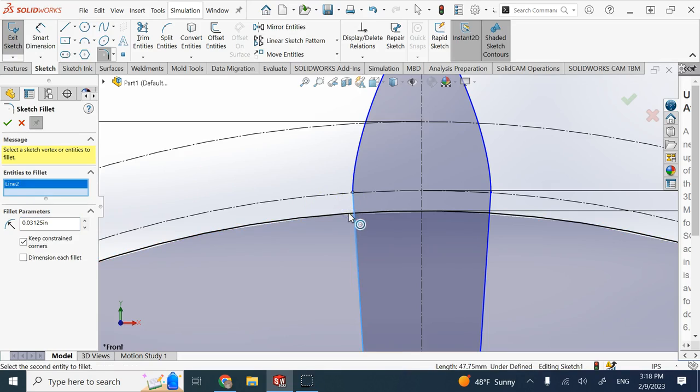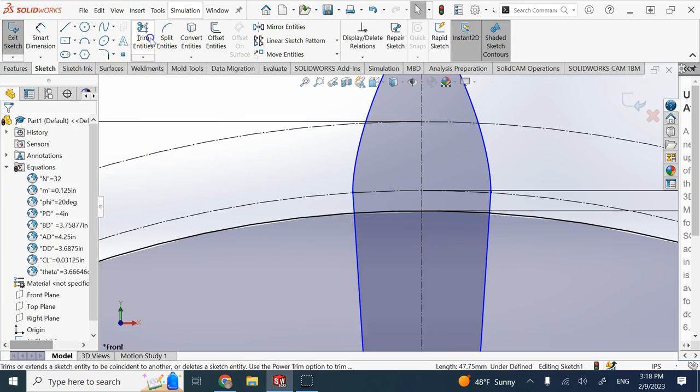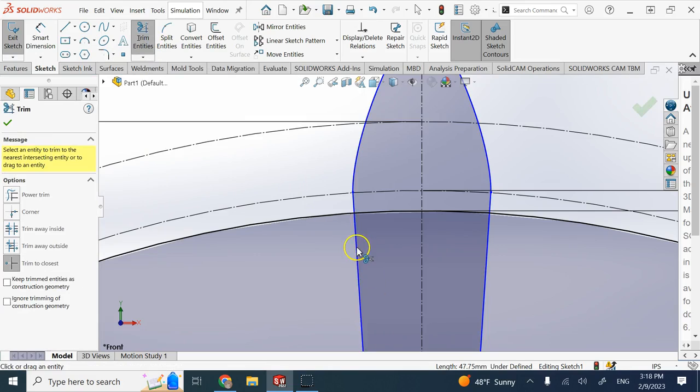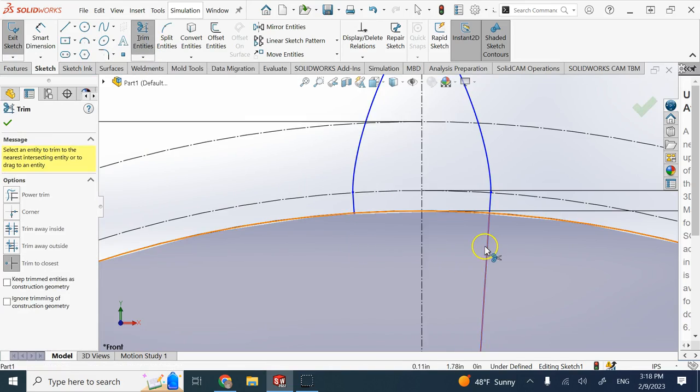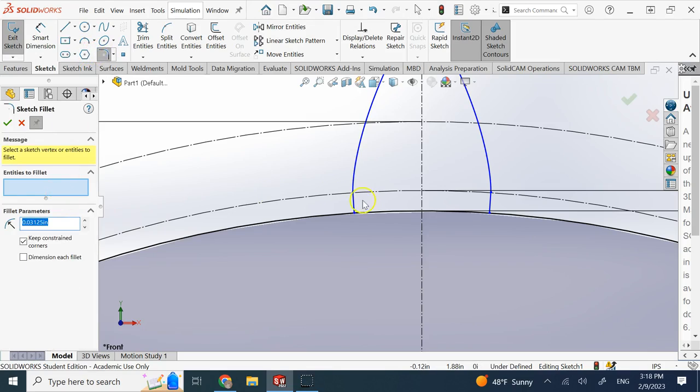And it's not super happy, so let me first do a trimming, then see how we can possibly do a fillet. So now what? Here and here.